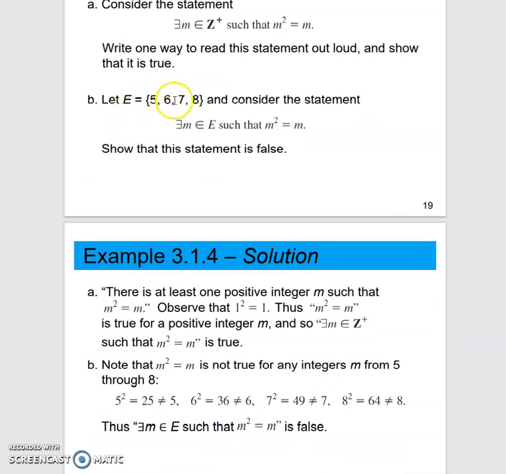For part B, E is 5, 6, 7, and 8. So there is an m in E such that m squared equals m. And here I've only got 4 of them, so I can run them out real quick. But none of them work. So even though it is an existential statement where I only need one, I was not able to find one that works. So that is a false statement.